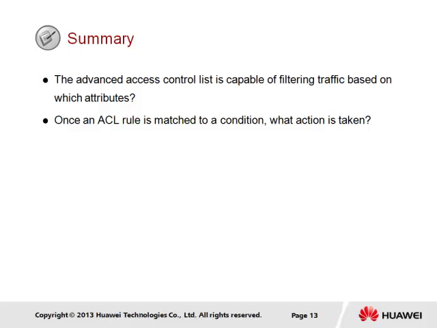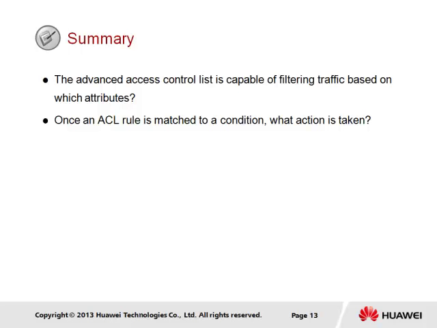The first asks, the advanced access control list is capable of filtering traffic based on which attributes? Well, it is capable of filtering based on the source and destination IP addresses, source and destination port numbers, protocols of both the network and transport layers, as well as other parameters such as the IP traffic classifiers that are used for prioritizing traffic, and also TCP flag values such as the SYN and ACK bits.